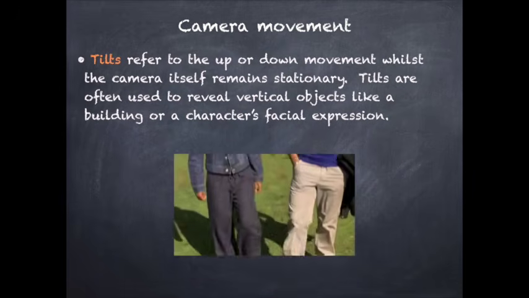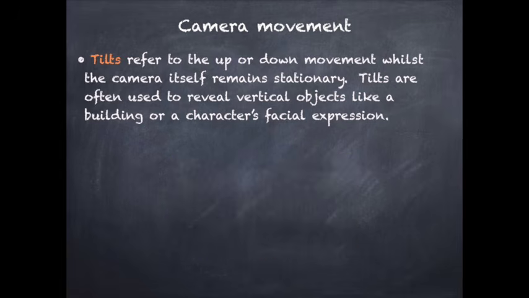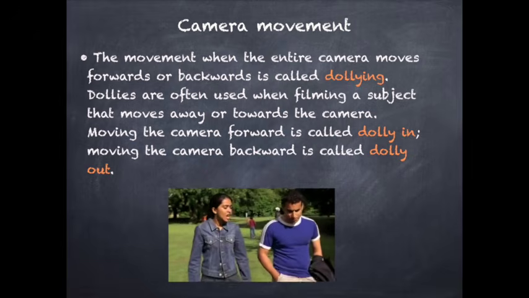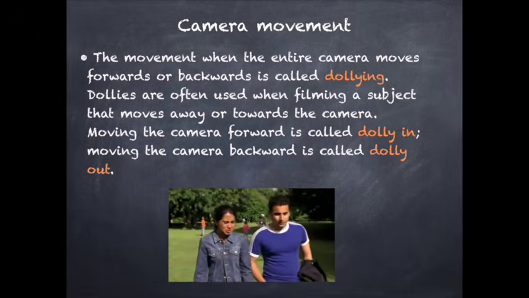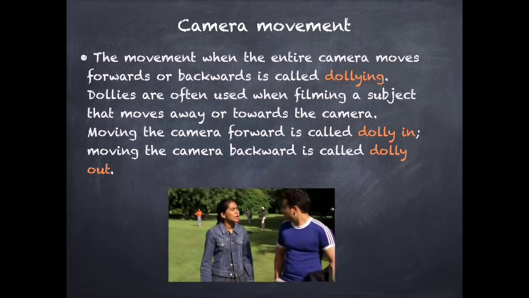Tilts refer to the up or down movement, whilst the camera itself remains stationary. Tilts are often used to reveal vertical objects like a building or a character's facial expression. The movement when the entire camera moves forwards or backwards is called dollying. Dollies are often used when filming a subject that moves away or towards the camera.